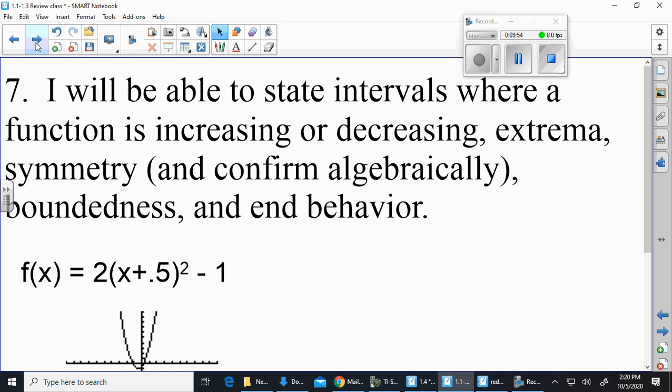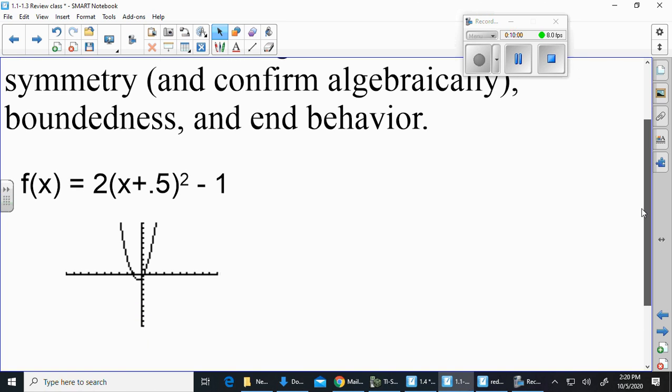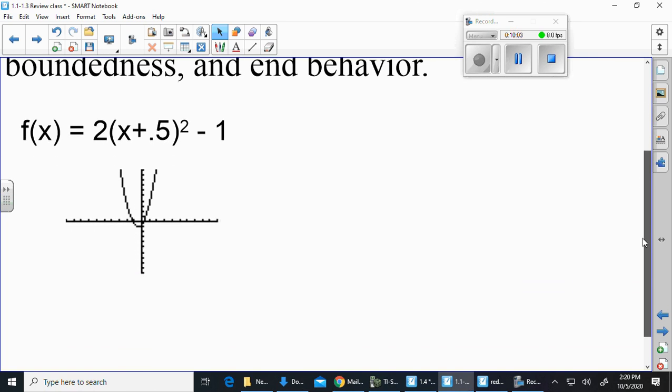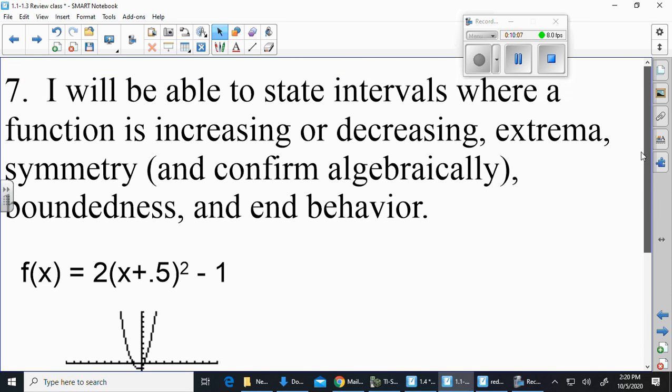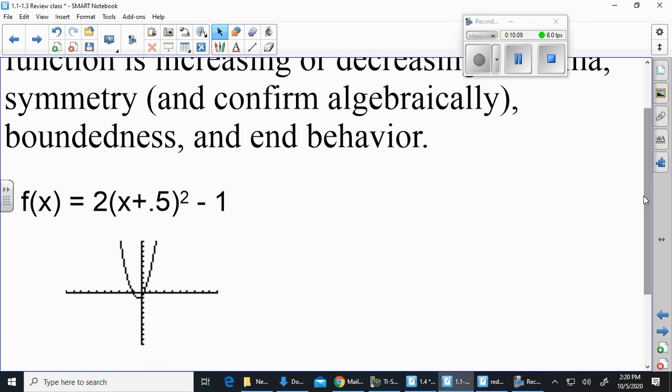State where a function is increasing or decreasing, extrema, symmetry, bound. So I can do anything that I ask about this. So I put it in my calculator. I could also ask zeros, you know. I find extrema, zeros, whatever's needed. So this comes out negative 0.5, negative 1.